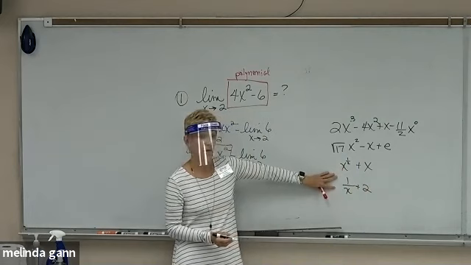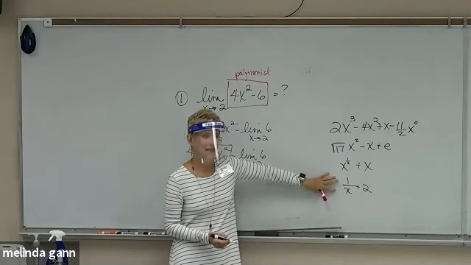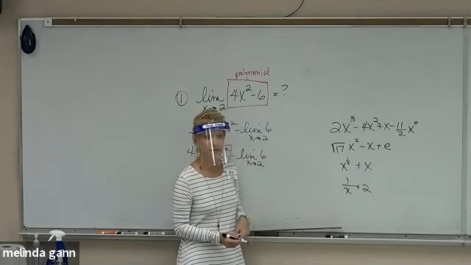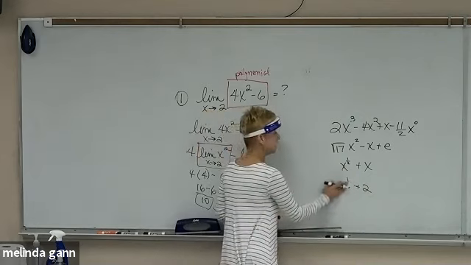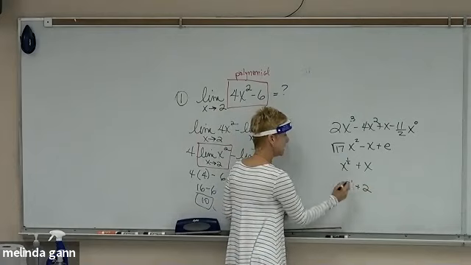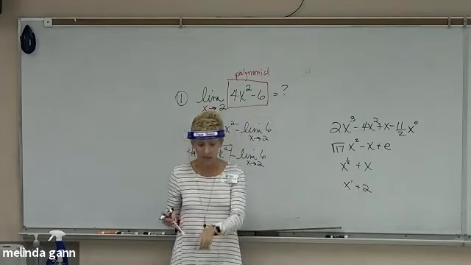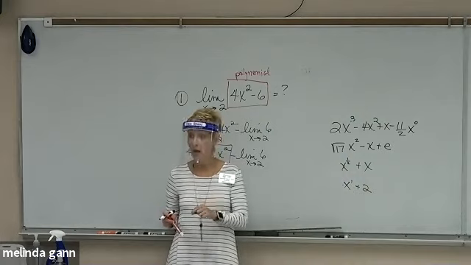That's not a polynomial. Now, why is that not a polynomial? Because how do you write 1 over x? X to the negative 1. And again, that's not a whole number. So this theorem works when you have a polynomial.